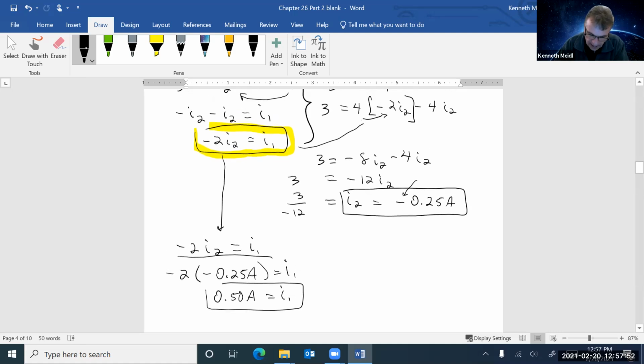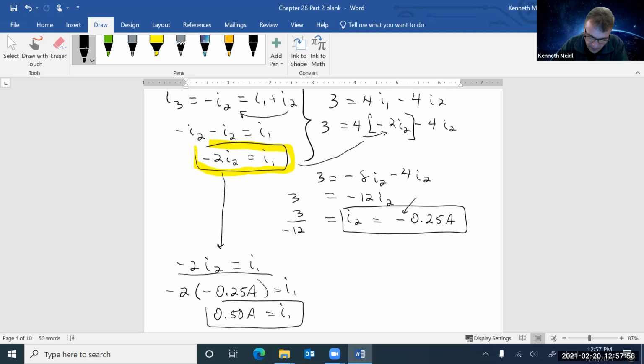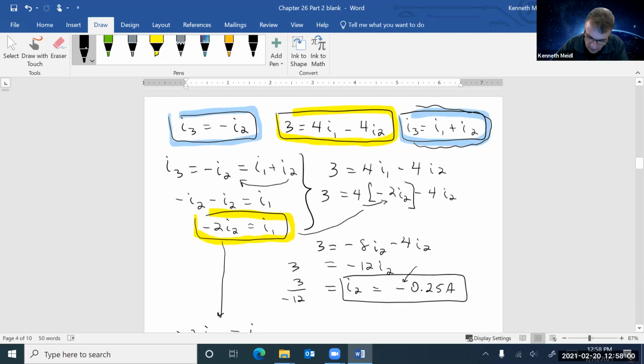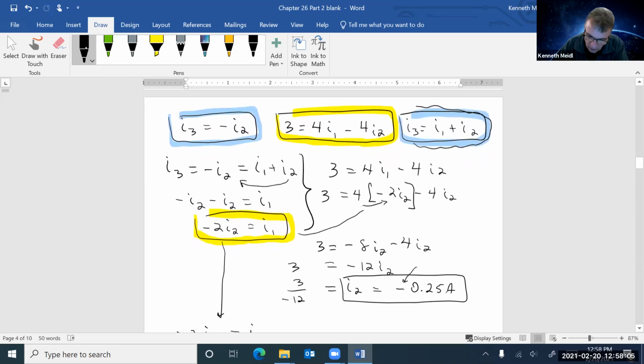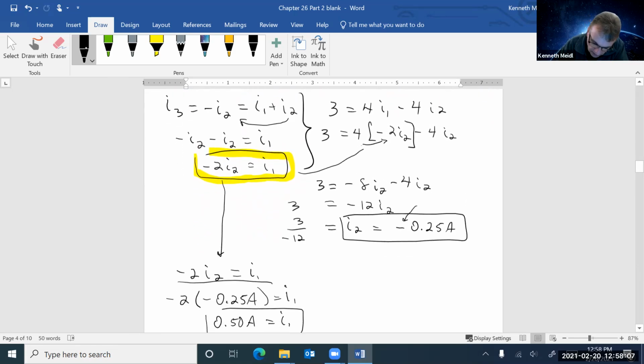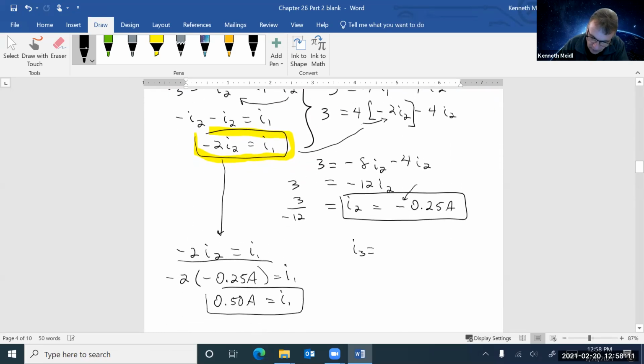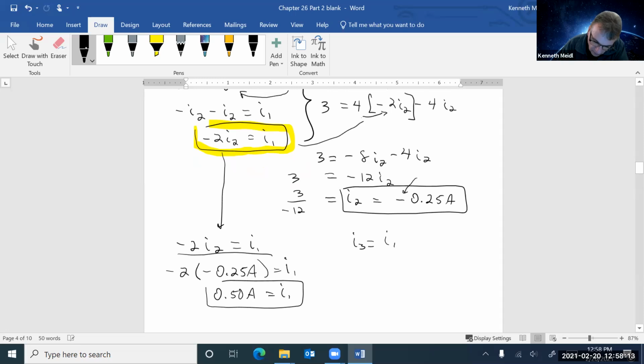And so this means that the direction that I've got for I1 in my original picture was the correct direction. And then I've got an I1 and I2. And so the only equation that's got I3 in it says I3 equals I1 plus I2. So that's an equation from above. And so we can get I3 from that. And so this is 0.50 amps.